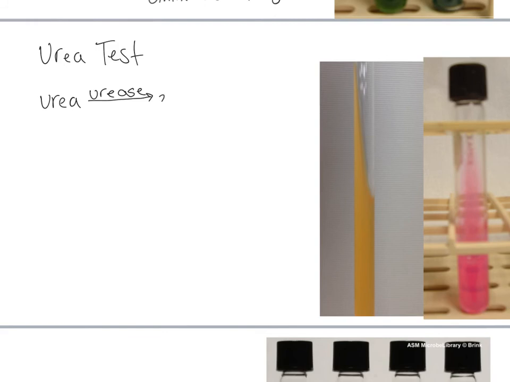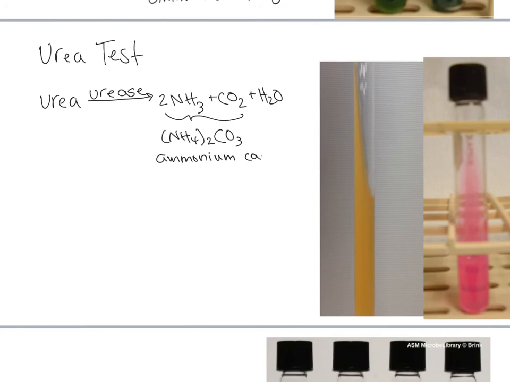Okay, so what you end up with here is NH3, again, ammonia, and in the presence of water, which there's lots of in the urea slant, the ammonia and carbon dioxide combine to form ammonium carbonate. I'll write that here. And the important thing there is that that's quite an alkaline end product.